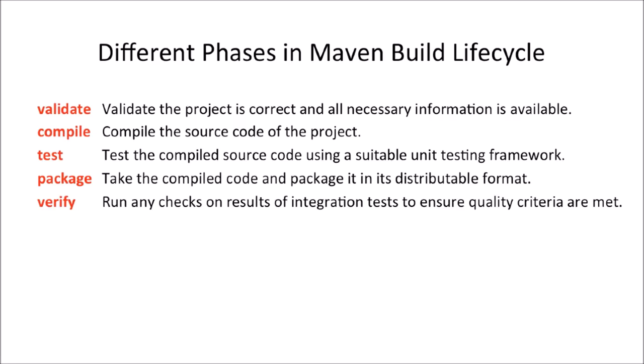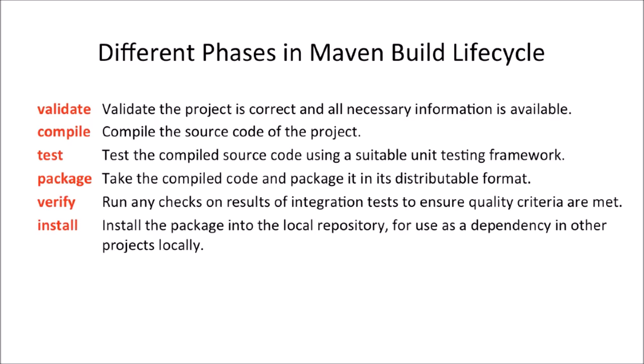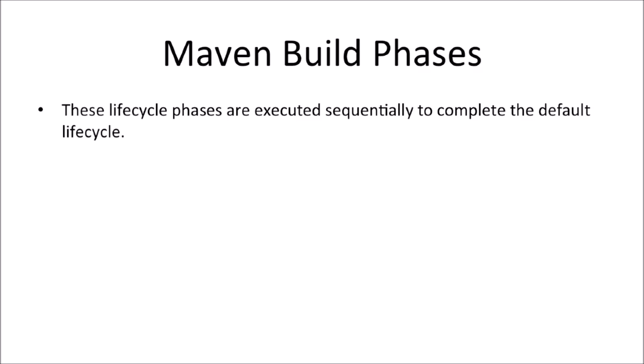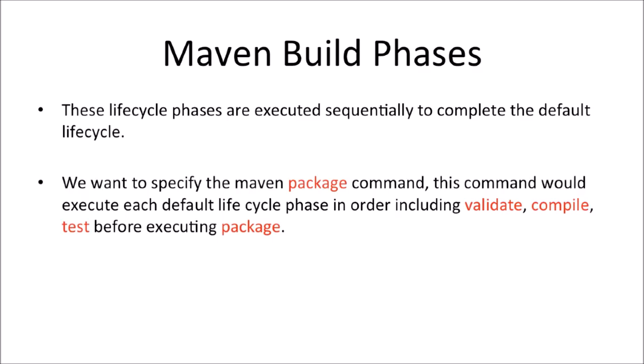Verify. Run any checks on results of integration tests to ensure quality criteria are met. Install. Install the package into the local repository for use as a dependency in other projects locally. Deploy. Copy the final package to the remote repository for sharing with other developers and projects. These lifecycle phases are executed sequentially to complete the default lifecycle. In our case, we want to specify the Maven package command.